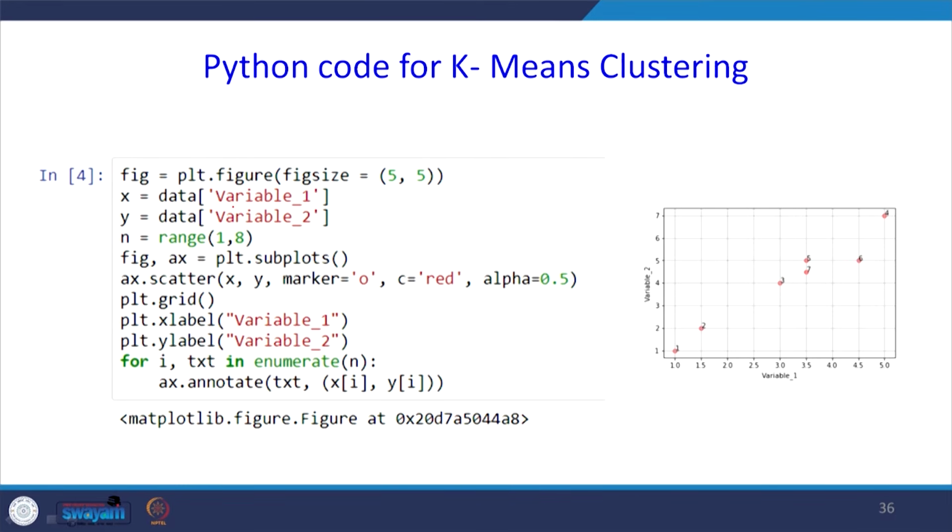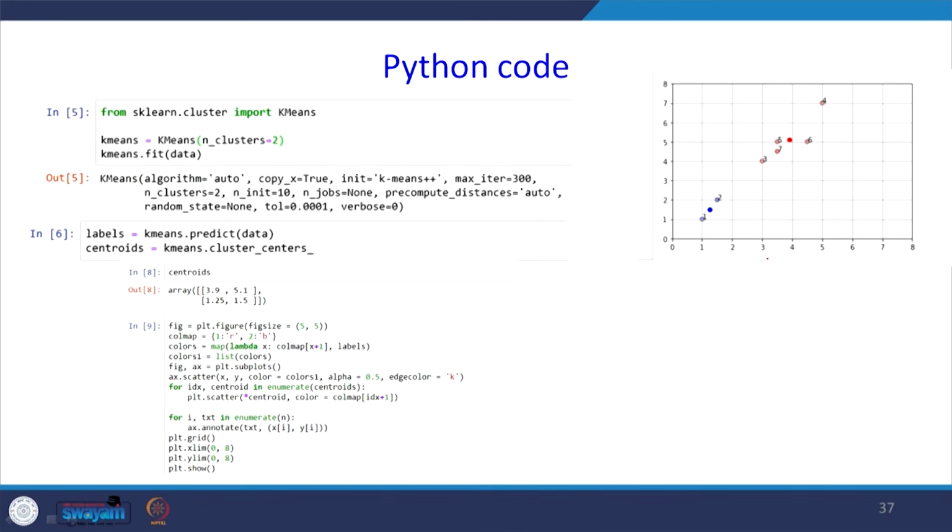First we have plotted the scatter plot with a label. Now this was the final result of cluster analysis. What happened? See, this is one group, this is another group. This blue represents the centroid of cluster 1, this red represents the centroid of cluster 2.